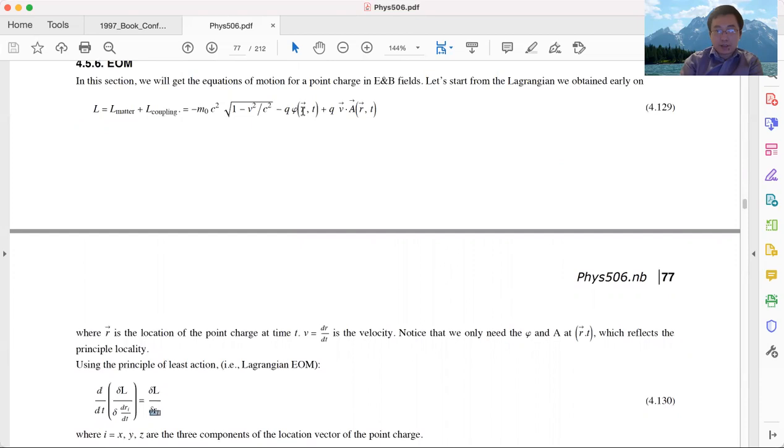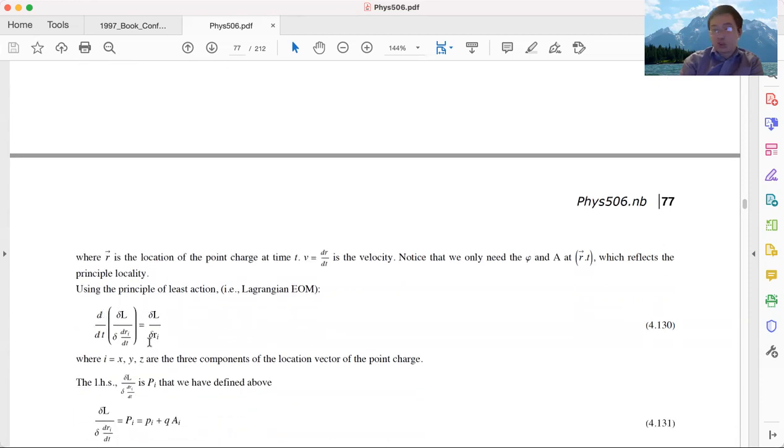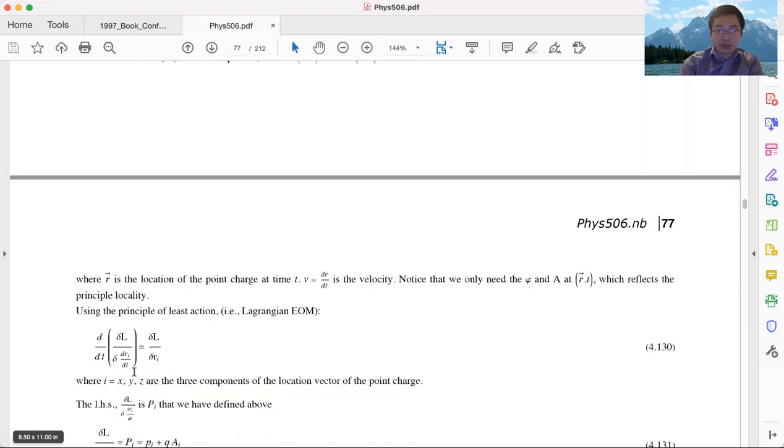Here I want to highlight that in the Lagrangian, we have phi and the vector potential A. This phi and this A, we should take the value at r and t. r and t is the coordinate of my particle. So at time t, my particle is at r. So this phi and this A, the field values, we should take at the position of my particle, same position, same time as my particle. In other words, this phi term and this A term can depend on r. That's the reason why this coupling term will enter the equation of motion.